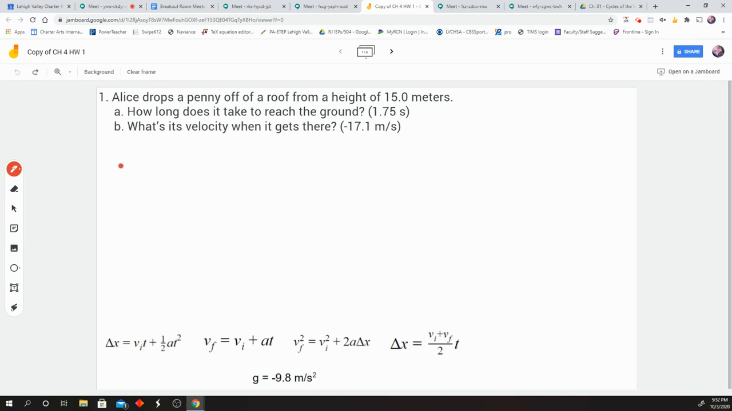This is Chapter 4, Homework 1, Problem 1. Alice drops a penny off of a roof from a height of 15 meters. Part A, how long does it take to reach the ground? And B, what's its velocity when it gets there?